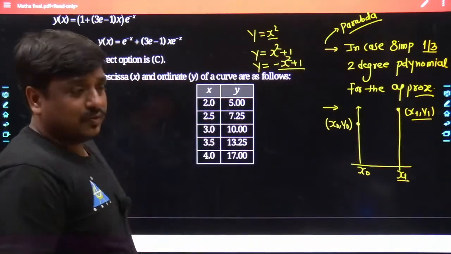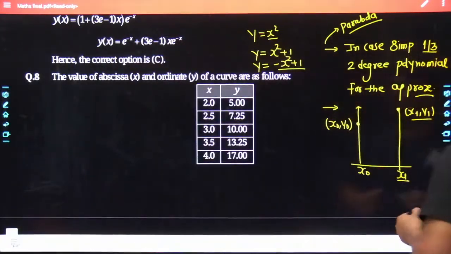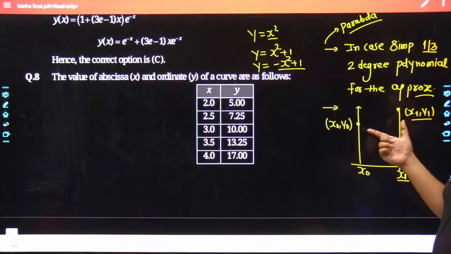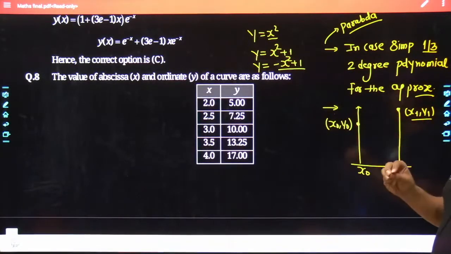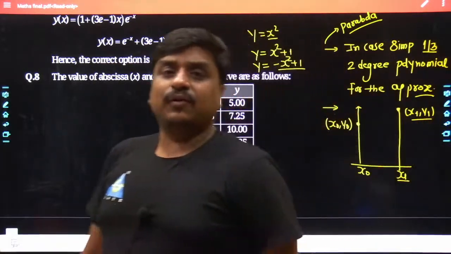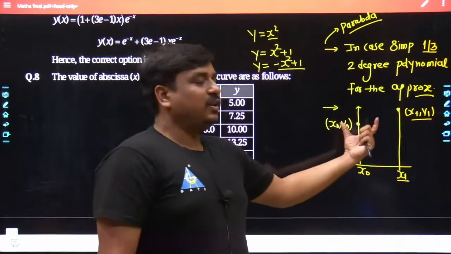parabola. So what I am saying, whenever you are approximating the integration using Simpson's 1/3 rule, you are going to approximate the curve between the 2 tips of the function using the second degree polynomial. And whenever you have the second degree polynomial, by default you are going to approximate a structure which is the same as a parabola.